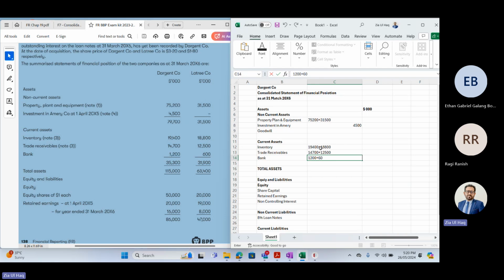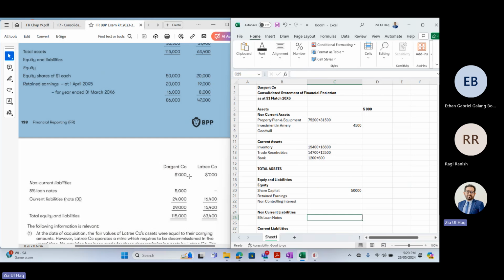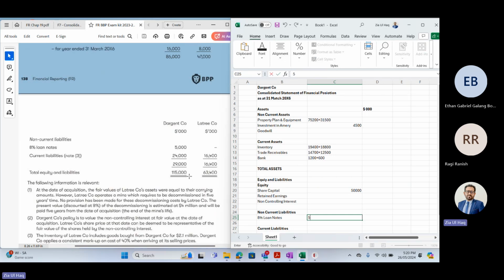plus 600. Regarding share capital, we need to record only for the parent company, that is 50,000. Regarding retained earnings, we need to calculate. Non-controlling interest, we need to calculate. 8% loan note, we are having a balance of 5,000 already. And regarding current liabilities, we are having 24,000 and 16,400.